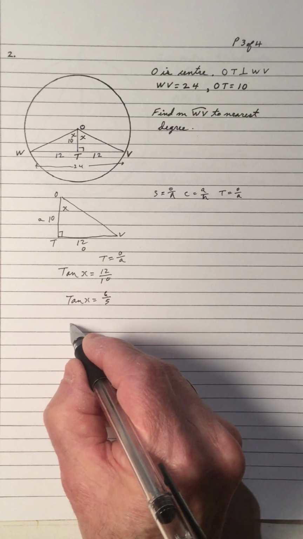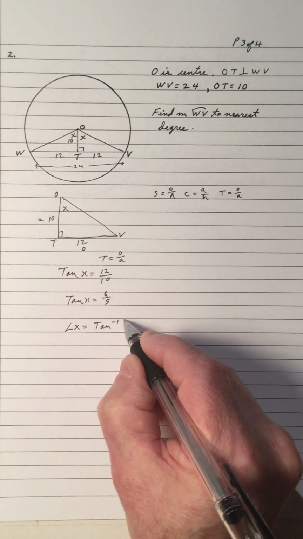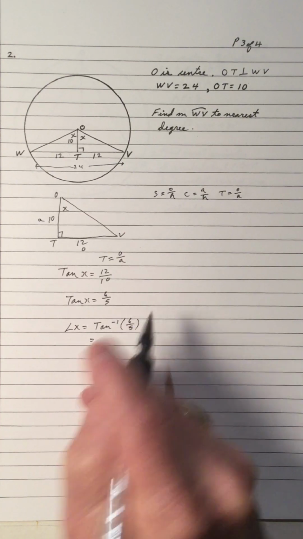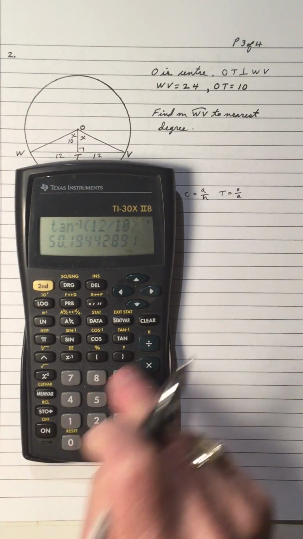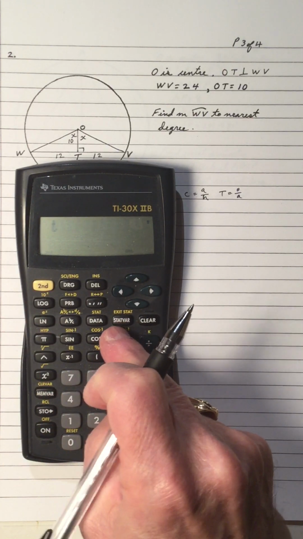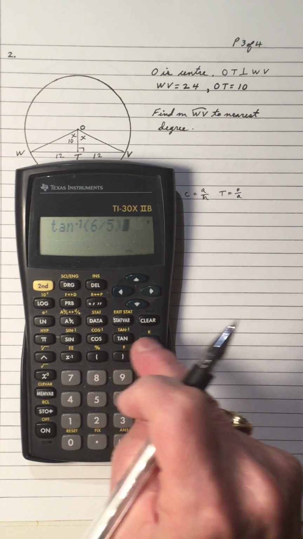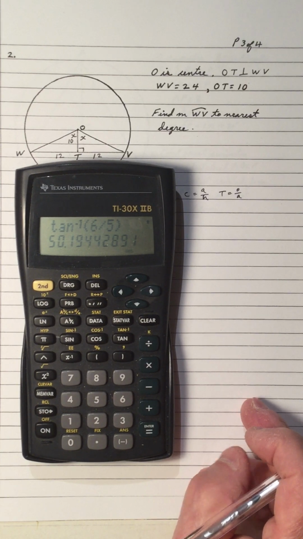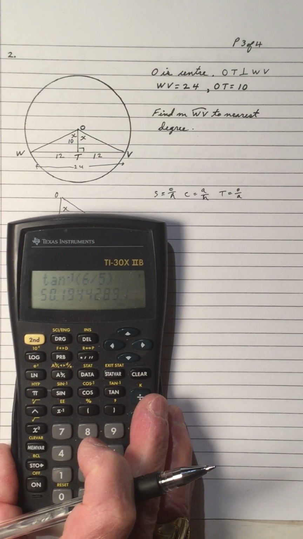So angle x is equal to tan to the -1, the inverse of 6 over 5. So we'll pick up the calculator and we'll turn it on and we'll clear it. So inverse tan of 6 divided by 5. That'll give me what the angle is. So 50.19. I want the angle to the nearest degree, so let's round it off to 50.2.